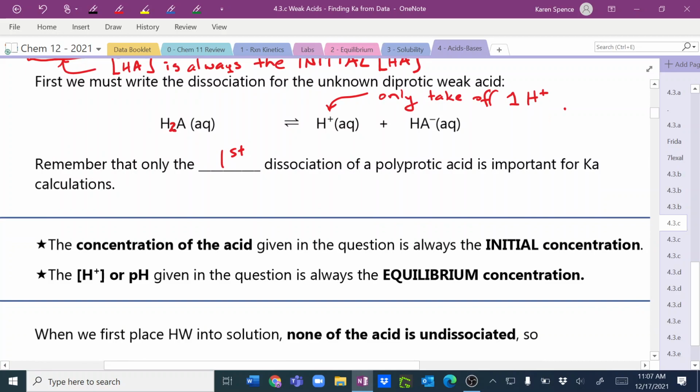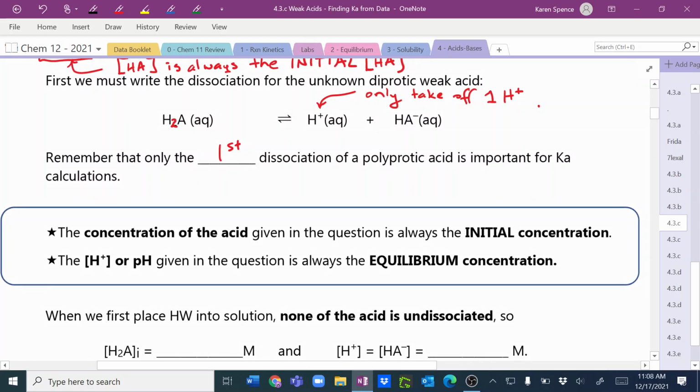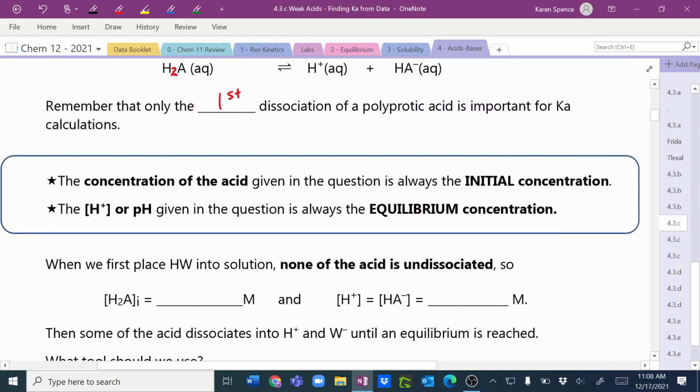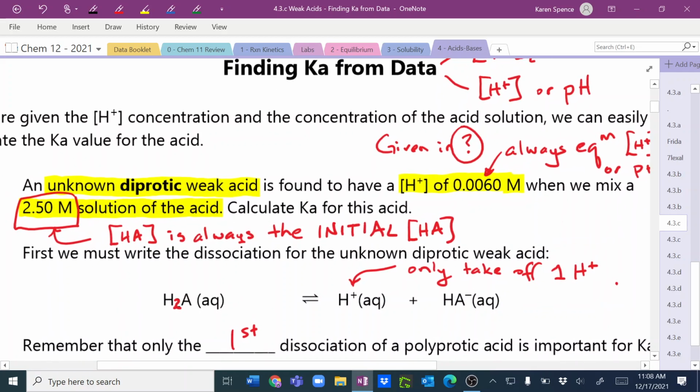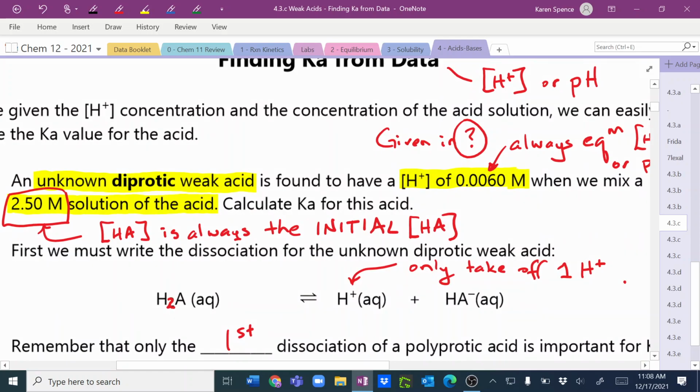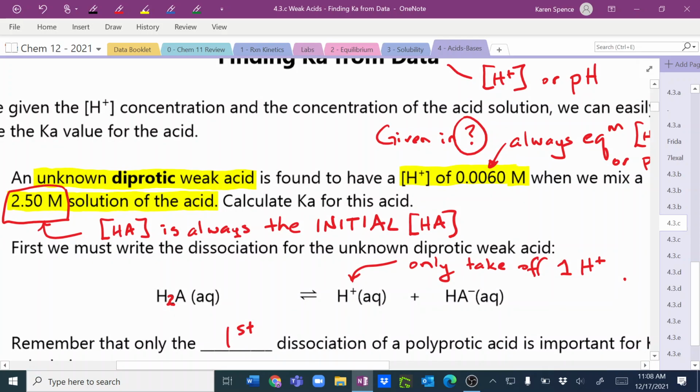Oh, look, I've written it again. The concentration of the acid in the question is always the initial concentration. The H plus or pH is always the equilibrium. So when we first place, oh, this should say H2A. I changed the question this morning. None of the acid is dissociated. So the concentration of H2A, let's go back to our question. What is the concentration of H2A? 2.50 molar.